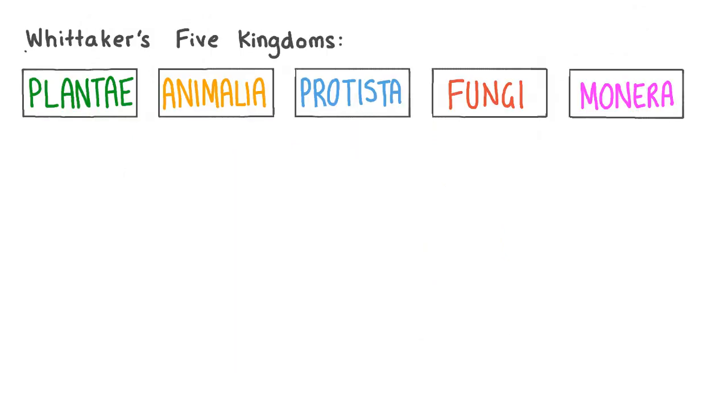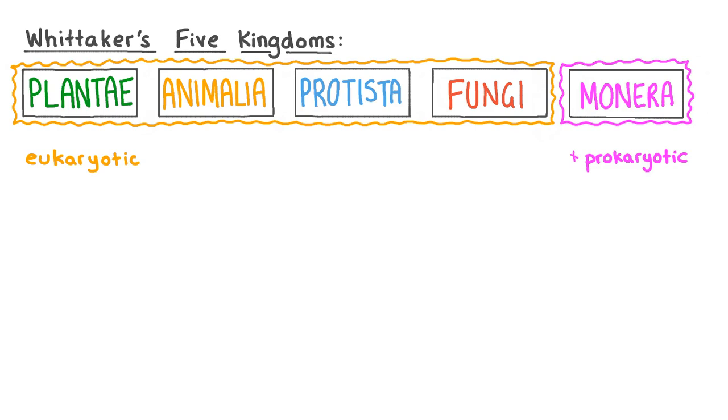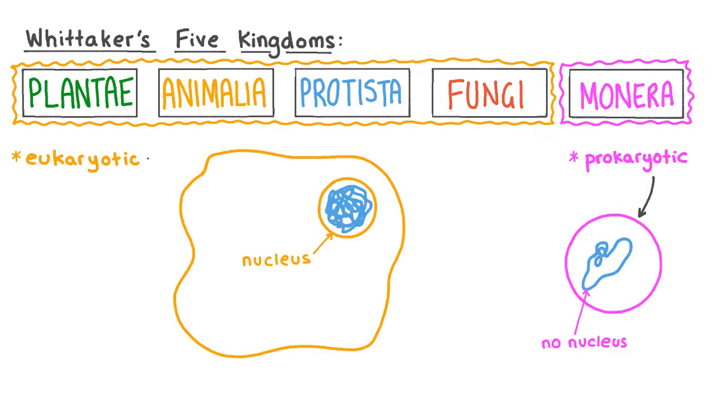In 1969, a scientist named Robert Whittaker classified all of life into 5 kingdoms. These kingdoms are Plantae, or plants, Animalia, or animals, Protista, which are otherwise known as protists, Fungi, and Monera. The members of kingdom Monera are prokaryotic organisms, while the members of all the other 4 kingdoms are eukaryotic organisms. You might remember that one of the main differences between the cells of eukaryotic and prokaryotic organisms is that eukaryotic cells possess a nucleus, which contains and protects their genetic material, or chromosomes.